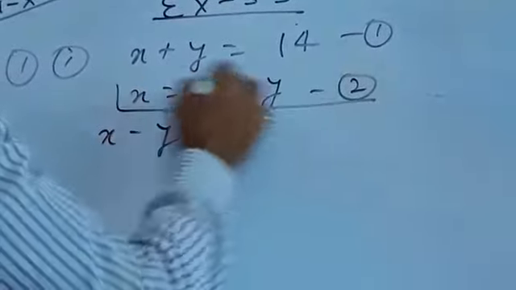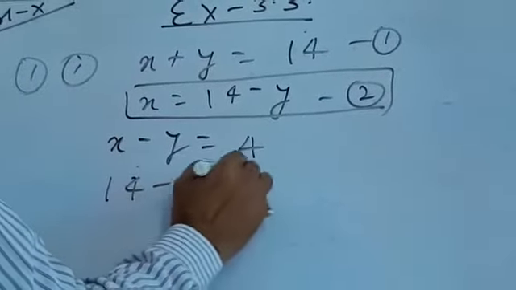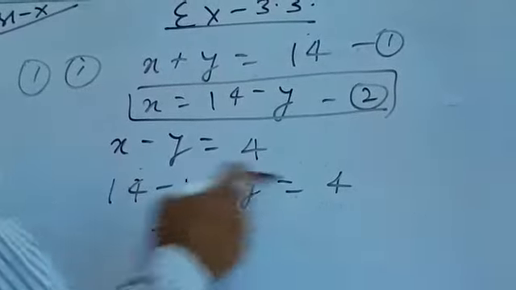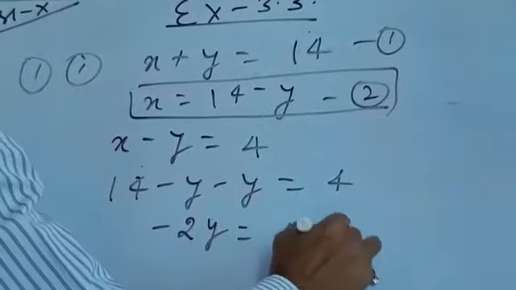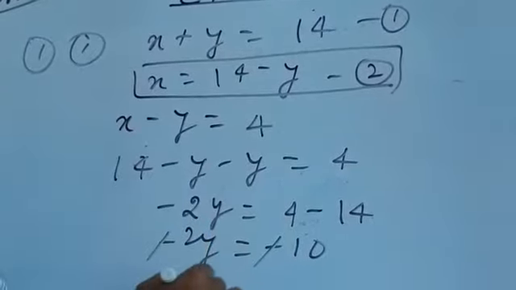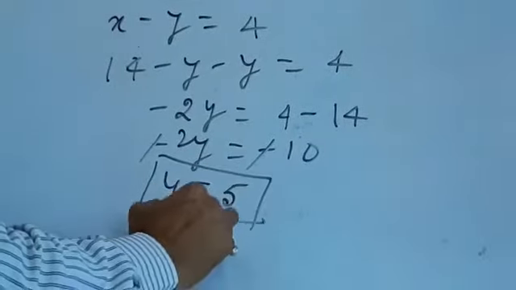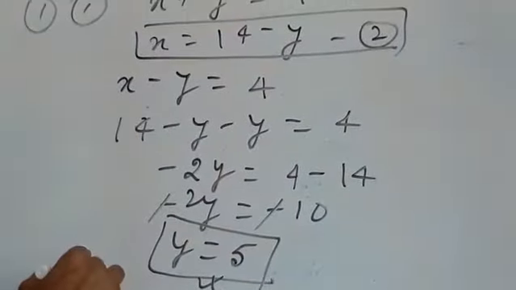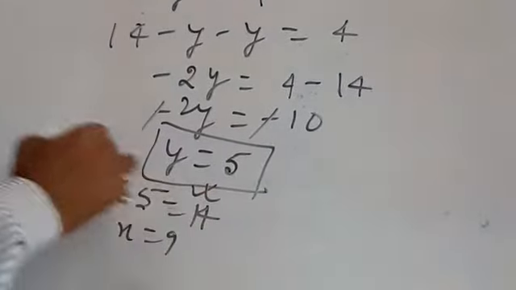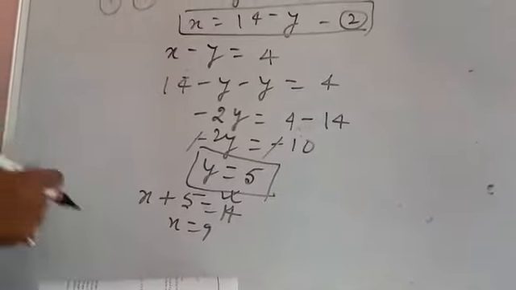Now we have a value of x, so putting it in this equation: 14 minus y is equal to 4. So minus 2y is equal to 4 minus 14, which is minus 2y is equal to minus 10. This cancels, and y is equal to 5. Once we have obtained the value of y, we put it in equation 1: x plus 5 is equal to 14, so x is equal to 9. So the values of x and y are 9 and 5.